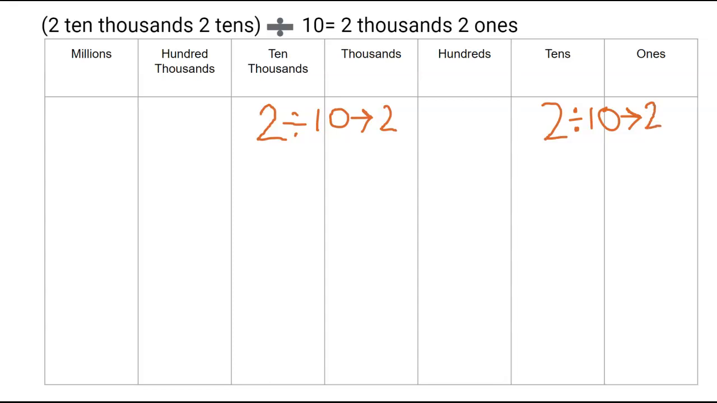Now let's write this in standard form. Our new answer, because we divided our 2 10,000s and our 2 tens by 10, is going to be 2,002. So how do I write that in standard form? I have 2,000s. I'm going to put a comma. I don't have any hundreds. I don't have any tens. And I have 2 ones. So this is how we would write 2,002 in standard form.